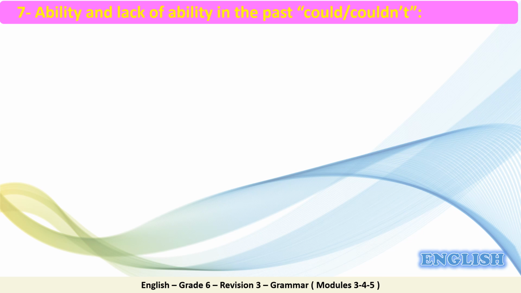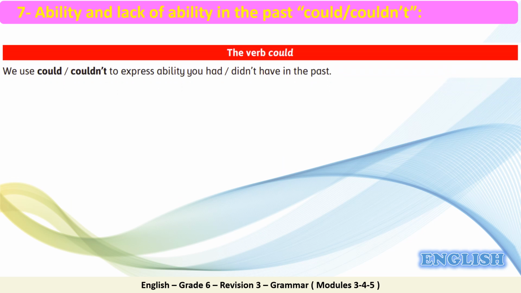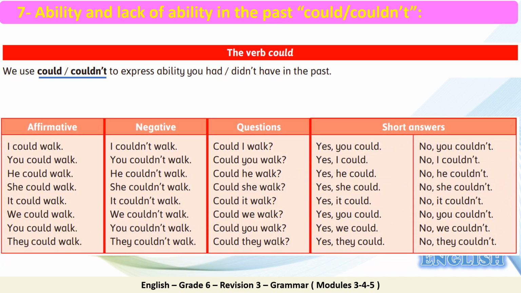Point number 7 for today is ability and lack of ability in the past using could or couldn't. The verb could. We use could or couldn't to express ability you had or you didn't have in the past. Let's have this set of examples. We have the affirmative. For example, I could walk. The negative, I couldn't walk. We have simply added a not to the modal could.